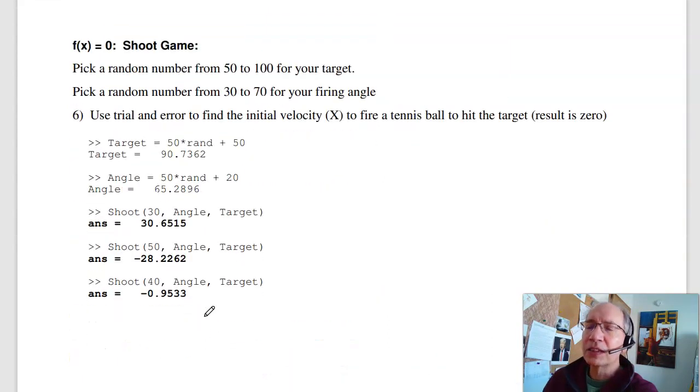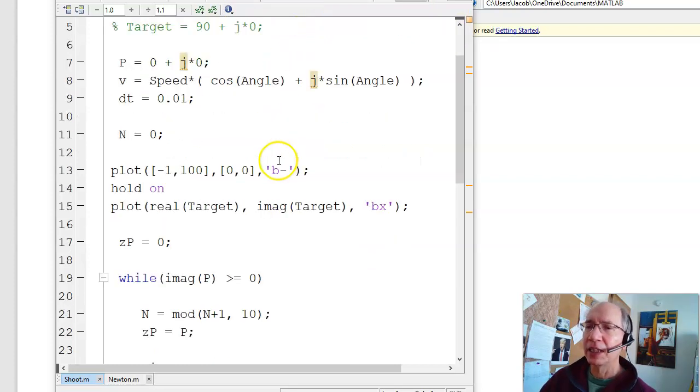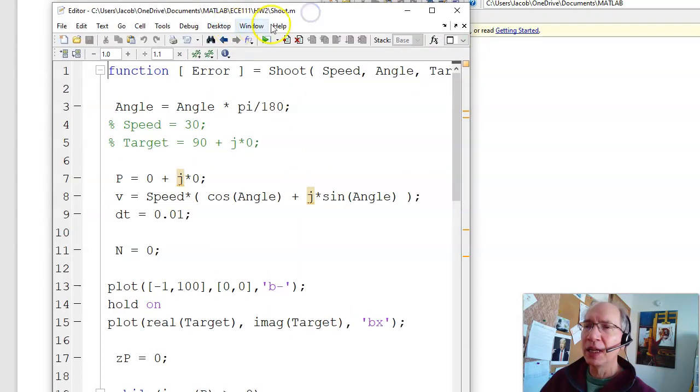Problem 6 is the little shoot game. So shoot isn't a valid MATLAB command. It's an M file we create in this class. If you go to Python Academy on week 2, you can click on it and download this code, copy and paste into MATLAB, and I pasted it under 111 homework 2 shoot.